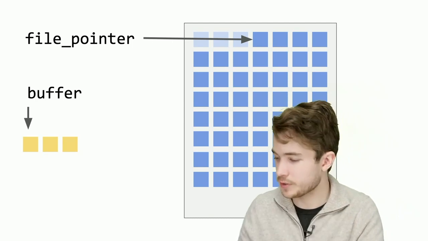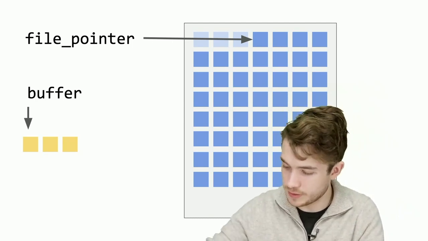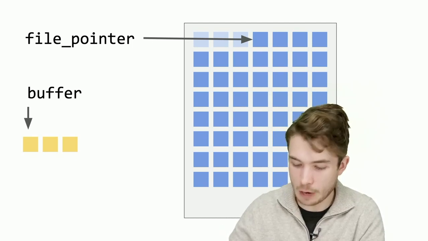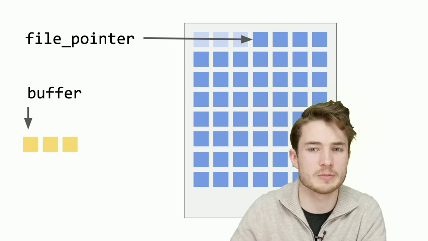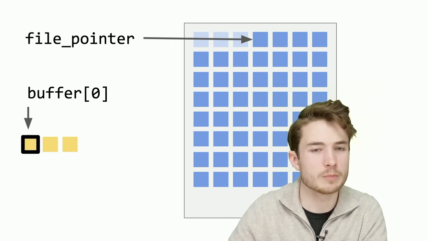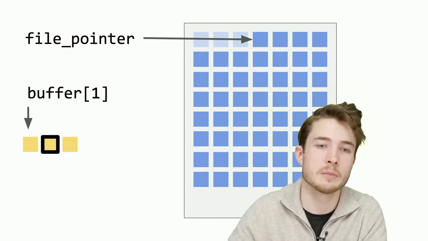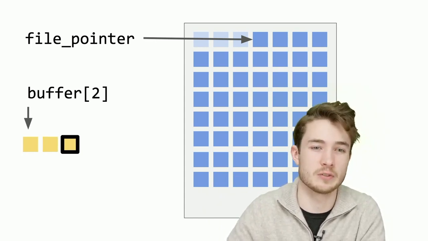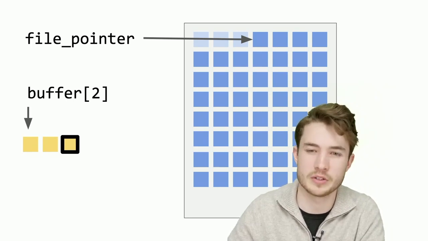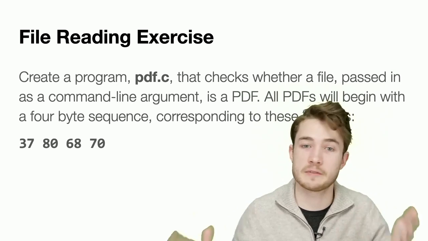So it's often good to kind of see this in practice. And what we'll do for this is actually take a look at how we can test if a file is a PDF. But before we do that, let's take a look at how we can use a buffer here. If we want to use our buffer as an array, we could, of course, use this bracket syntax, like buffer bracket 0, buffer bracket 1, and buffer bracket 2, giving us access to those individual bytes, which will be important in just a moment. So for our practice, we'll create this program called pdf.c.